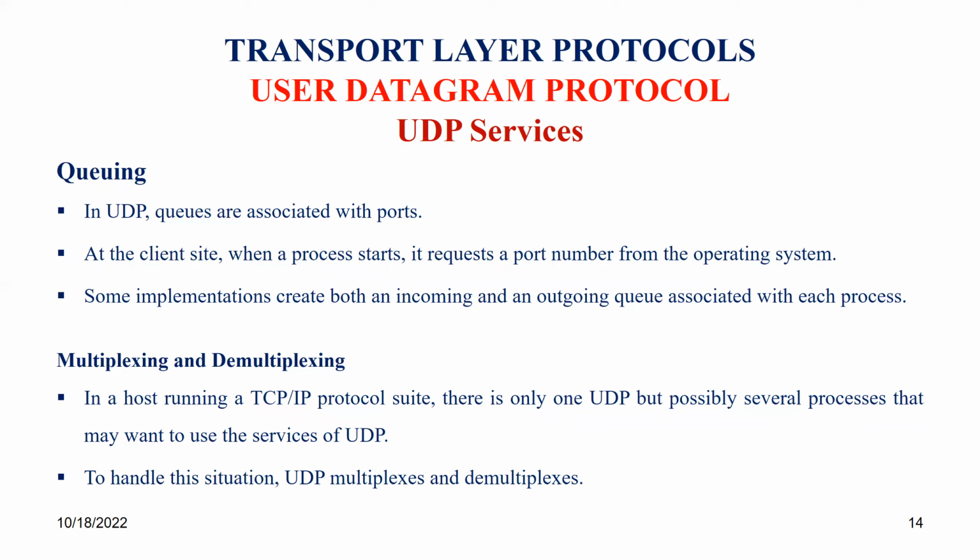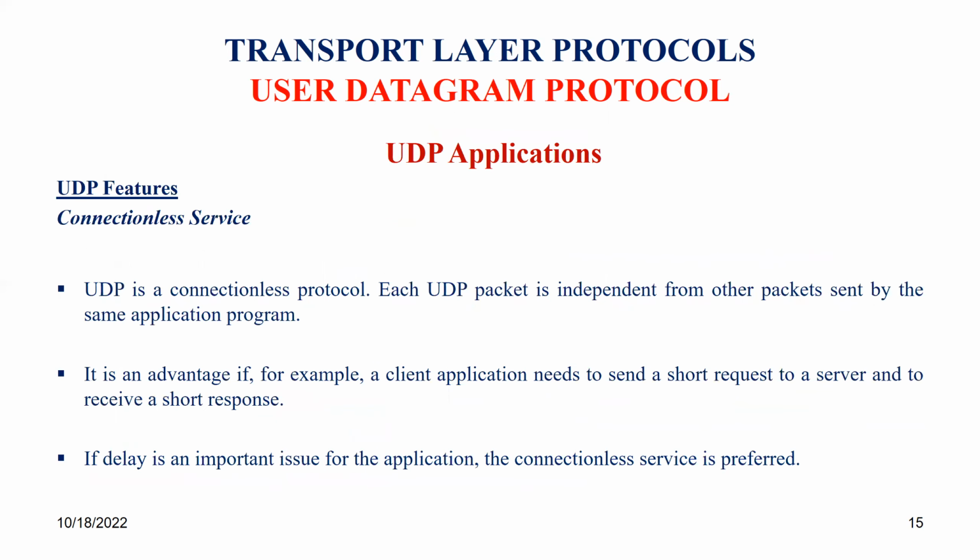The next service offered by UDP is multiplexing and demultiplexing. On the transmitting side, multiplexing is done, and on the receiving side, we go for demultiplexing. So what are the applications of UDP? As it is a connectionless service, any client application that needs to send a short request message will do it through UDP.